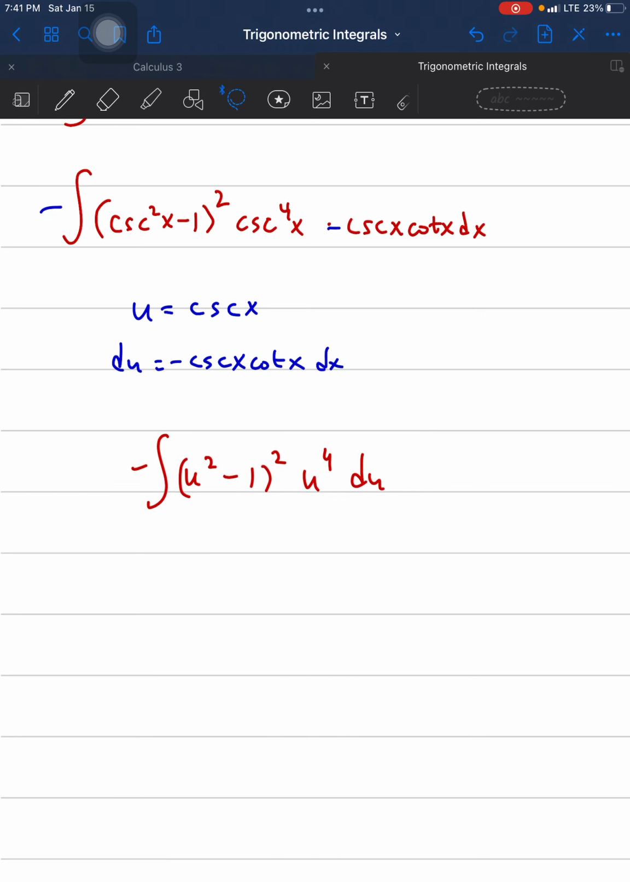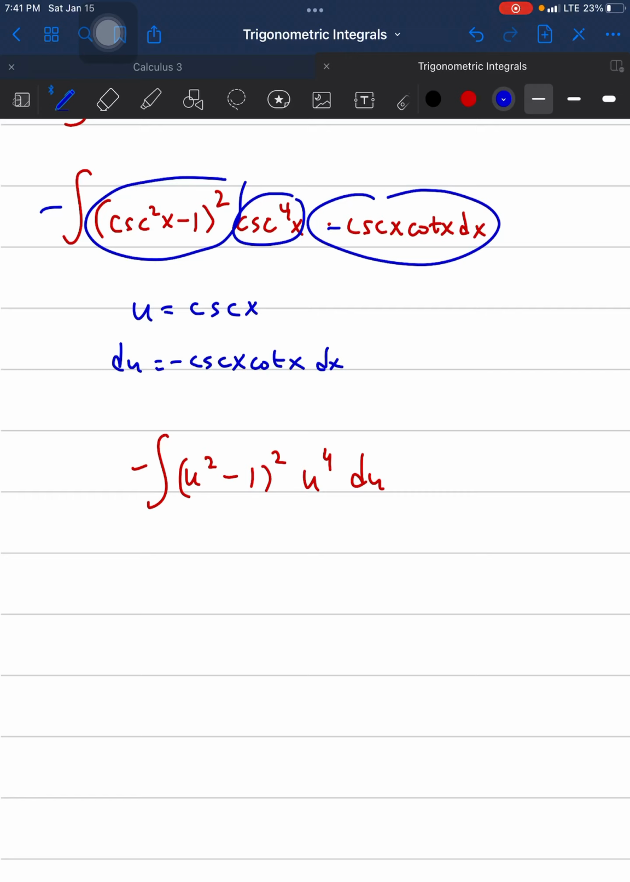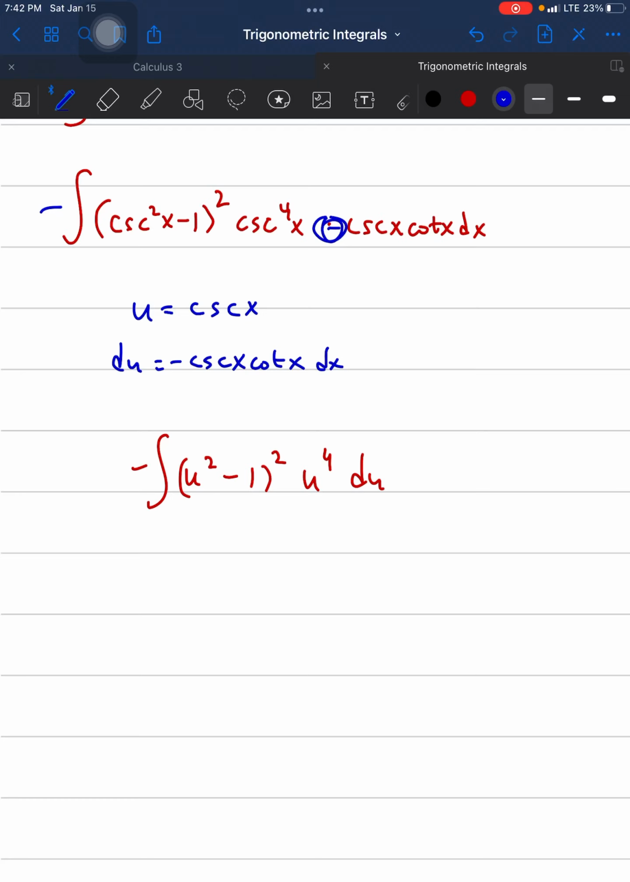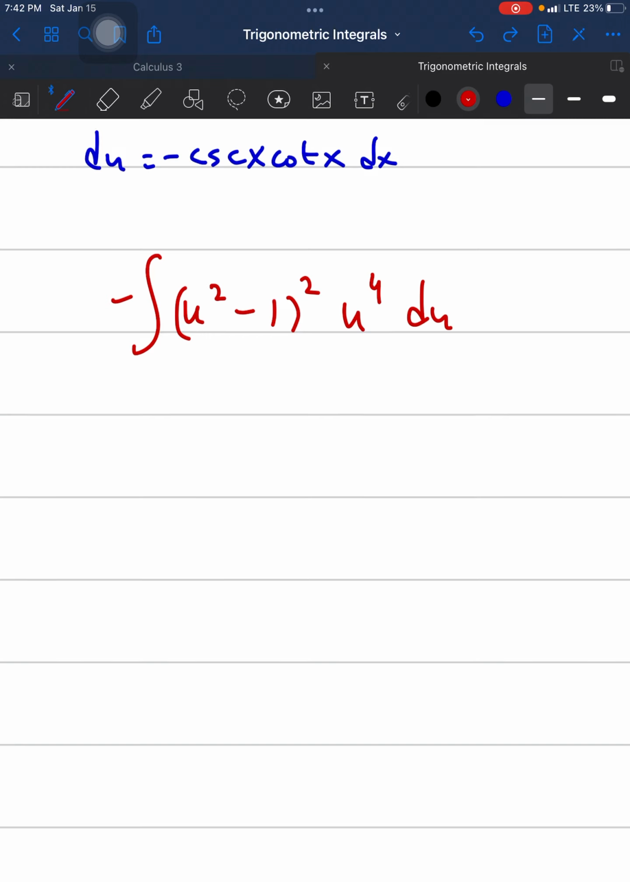So we can continue, substituting for u, and we end up with this. du is right here. This is u to the fourth. This right here is u squared minus 1 squared. And we just have this negative sign because we needed to add it here. So let's continue. First you expand the binomial, then distribute. So let's expand the binomial.